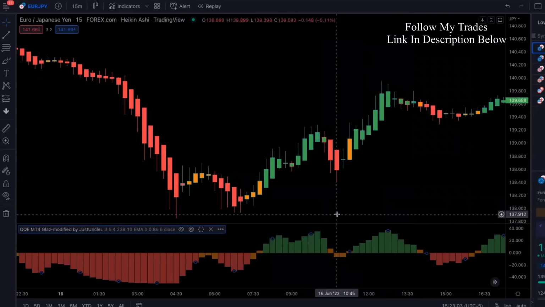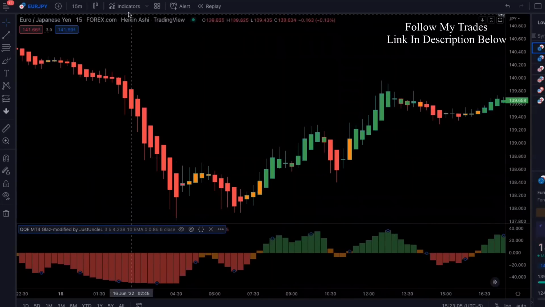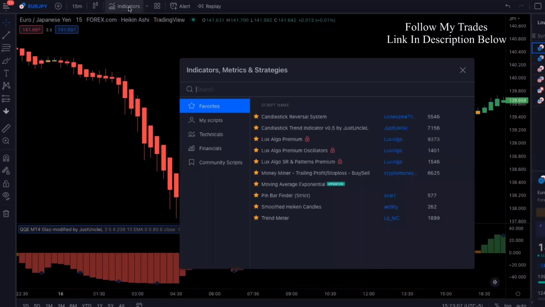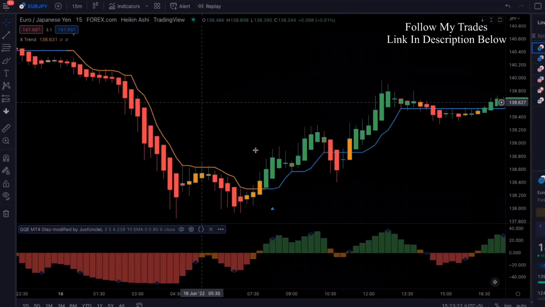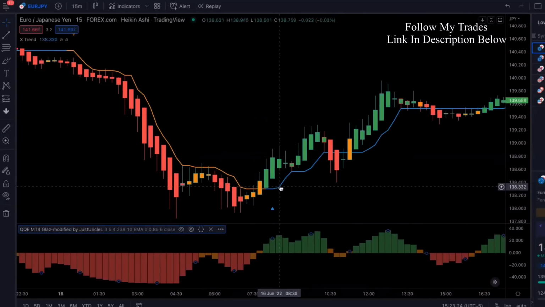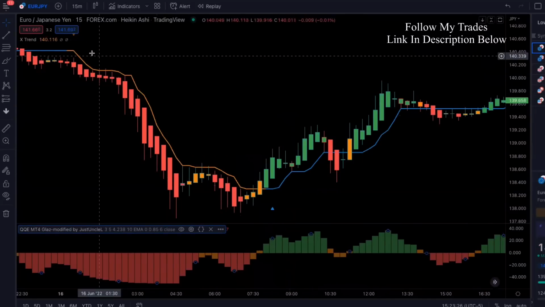So now that the QQE threshold is set, we're going to add one more indicator. And this one is called the Extreme Trend, by GYOTI. Again, super low number. Not a lot of people know about this one. We're going to make some changes to this too. And I have no idea why the author of this made these lines yellow and blue.